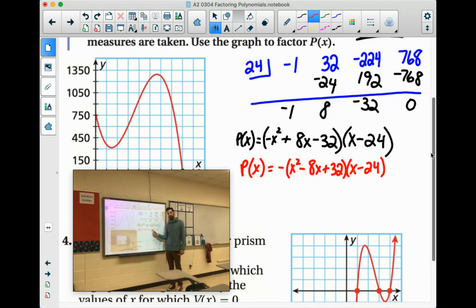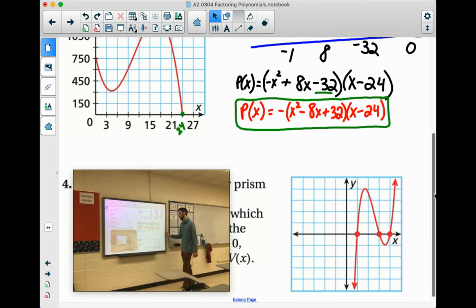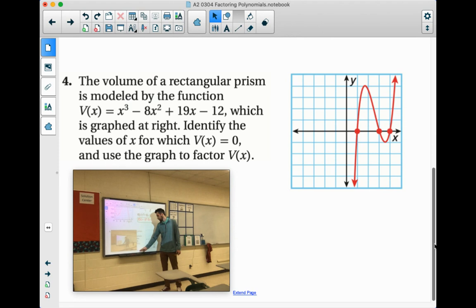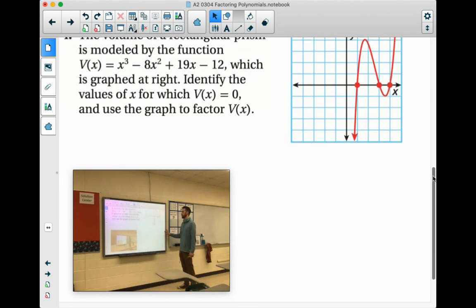Double check, are there any factors of 32 that add up to negative 8? No, which is crazy because if you look right above it, it had negative 32, which means they have to be 8 apart. And there's no factors of that either. That would have been wild. So this would be our final factored answer. Very tough. So find the zeros, and then that will give you your factors.